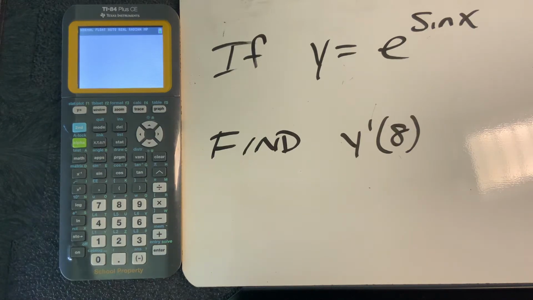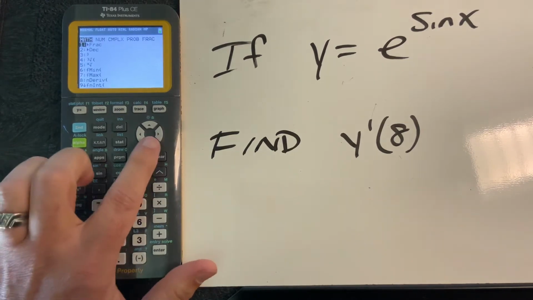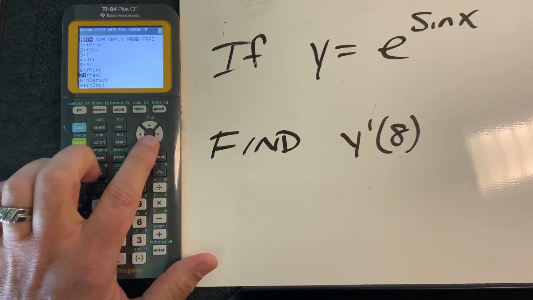Let's say that you're asked to find y prime of 8 when y is equal to e to the sine of x. If you want to do this with your calculator, what you do is, from the home screen, hit the math button, and then choose option number 8, which is nDeriv.